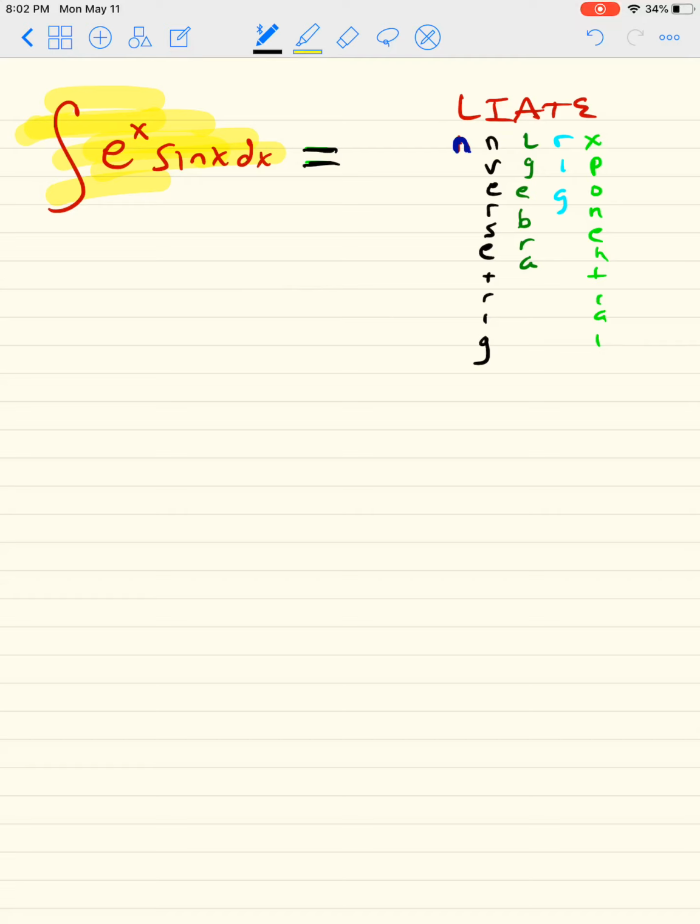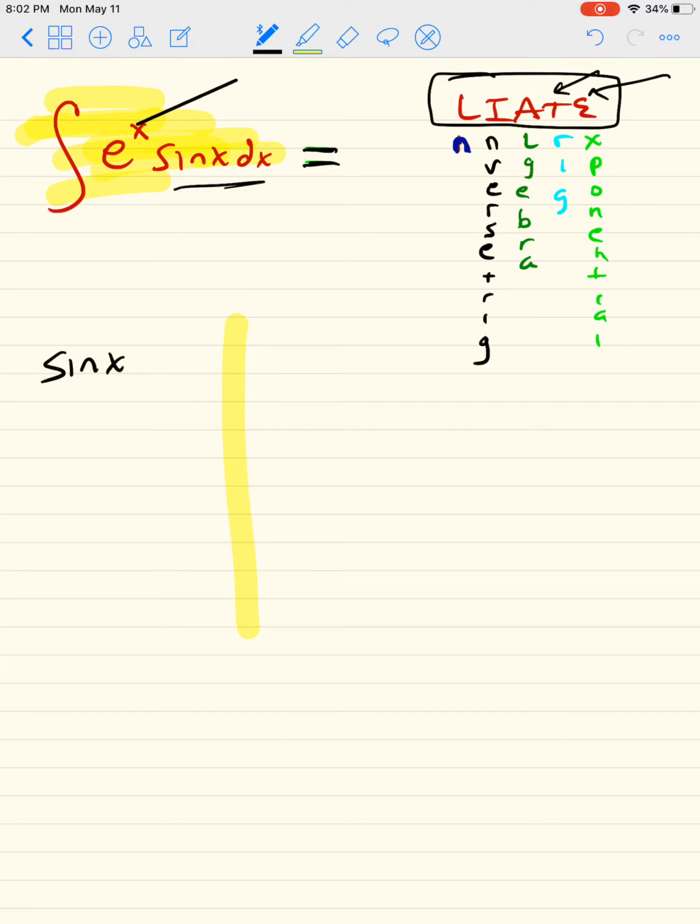So what we're going to do is see which letter from the acronym LIATE e to the x represents. That's E. And sine x dx is going to be your trig. Since T is to the left of E, we're going to put the trig on the left side of the yellow brick road. So that's going to be sine x, and then we're going to put the e to the x dx on this side.